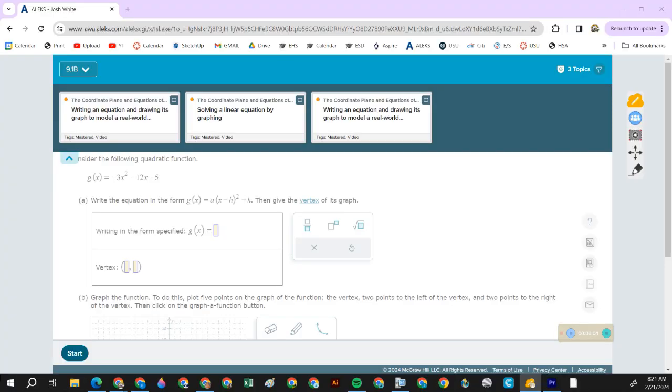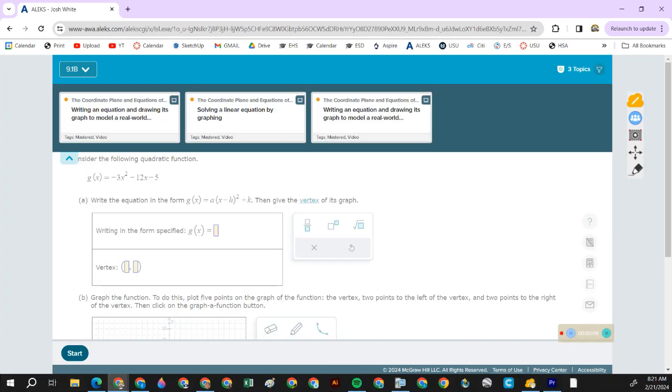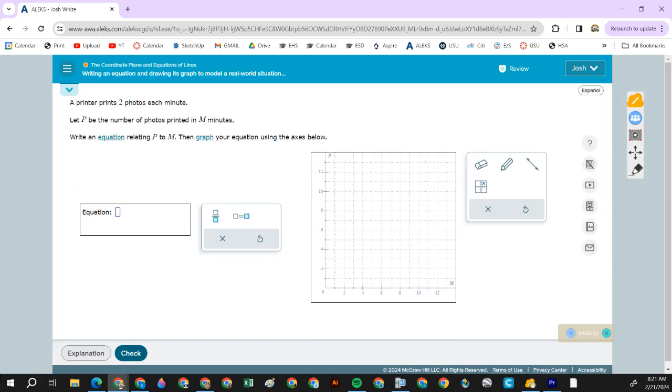This is 9.1b. Okay, this deals with linear equations again.